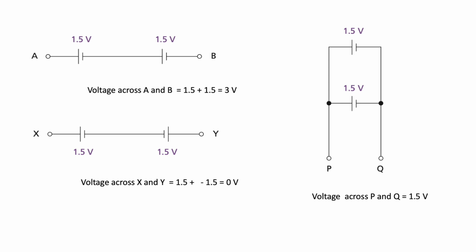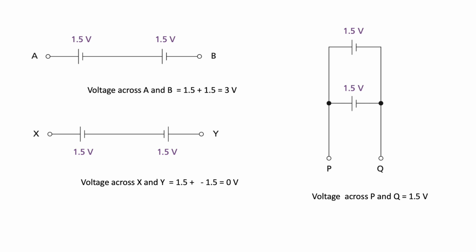Now let us see the cells connected between the terminals X and Y. Here the cells are connected in opposite direction. So the first cell tries to move the electrons from left to right. The second cell tries to move the electrons from right to left, and as a result the net e.m.f, the net voltage in the circuit will be 0. So 1.5 plus minus of 1.5 equal to 0 volt.